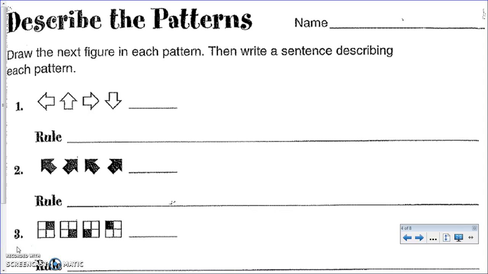We go arrow to the left. It rotates 90 degrees clockwise, so it's pointing up now. Rotates 90 degrees clockwise, so it's pointing to the right. Rotates 90 degrees clockwise, pointing to the bottom. And if it rotates one more time, 90 degrees, it's going to end up back where we started. So we're going to draw the very first arrow pointing to the left again.